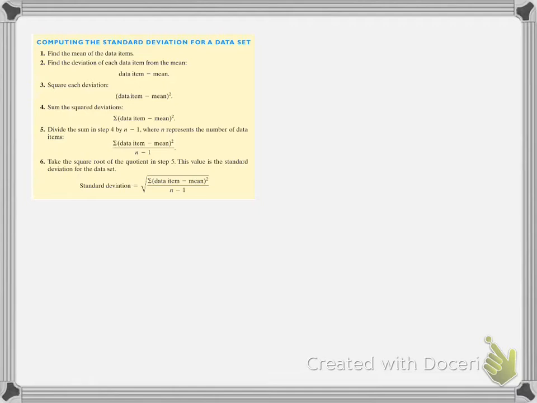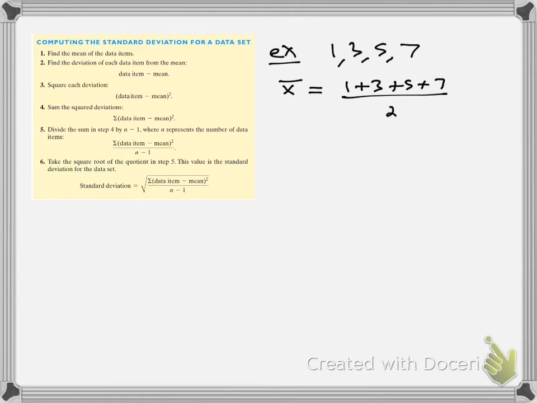Okay, what's the definition of the standard deviation and how do we compute it? Well, here's a little chart from the book that shows how we do this. I'm going to start with a really simple data set here, just short and easy: 1, 3, 5, and 7. Just the odd numbers, 1 to 7. Let's find the mean of that data first. My mean, x bar, is 1 plus 3 plus 5 plus 7, all over 2.